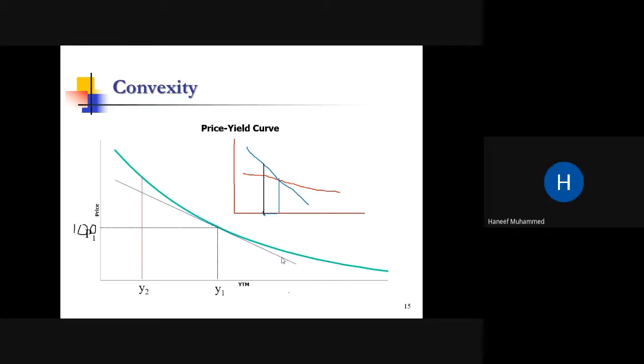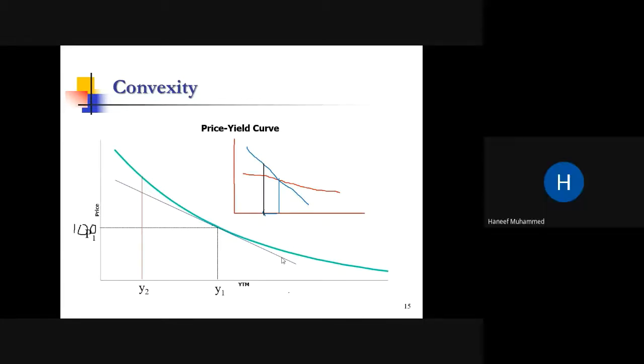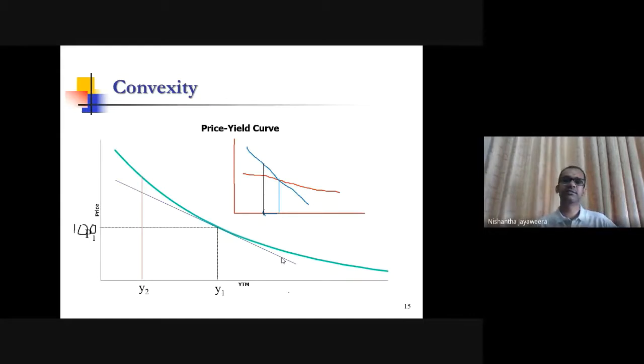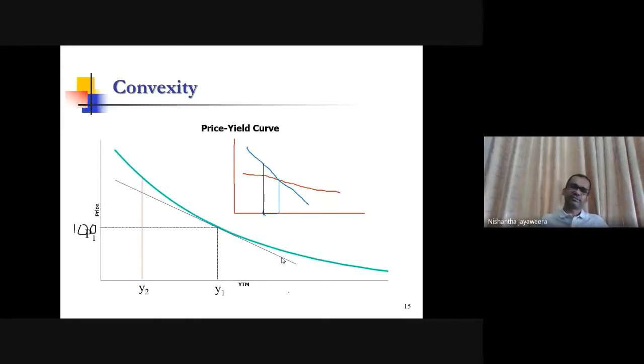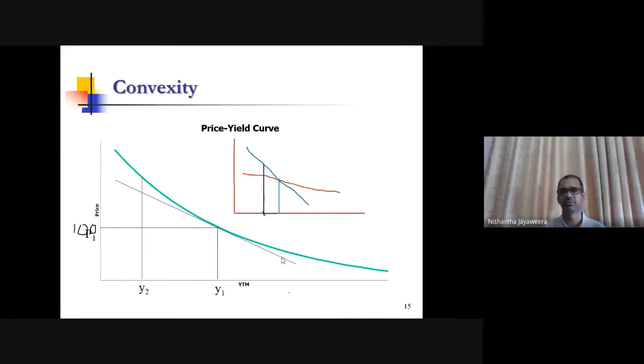Clear? Yeah. Also, the modified duration is unique for each bond, no? Yes, because it depends mainly on its coupon, its maturity, and the yield to maturity. So different bonds have different coupons, different maturities, and different yields. So the duration of that bond measures the interest rate sensitivity of that bond.